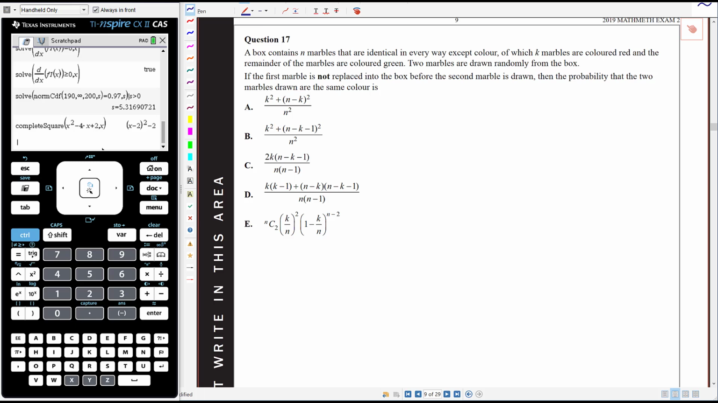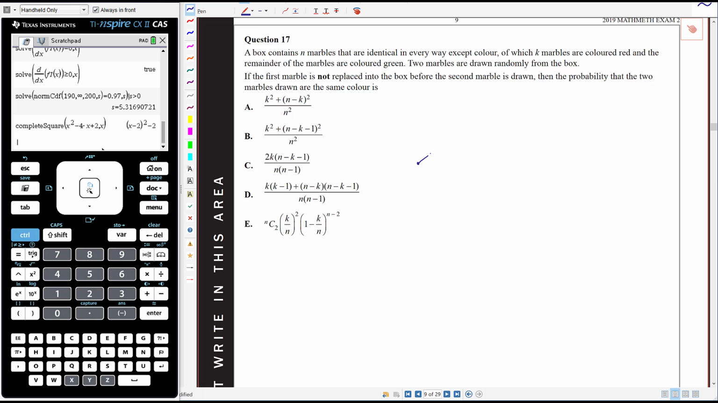Okay, question 17. A box contains n marbles that are identical in every way except colour. So same weight, size, etc. So you're not more likely to pick out a bigger one, or everything's equally likely. So they're identical in every way except colour, of which k marbles are coloured red and the remainder of the marbles are coloured green. 2 marbles are drawn randomly from the box. The first marble is not replaced into the box before the second marble is drawn. Then the probability that 2 marbles drawn are the same colour is.